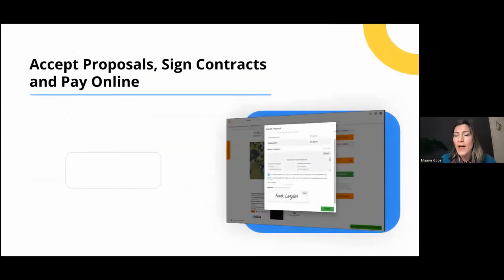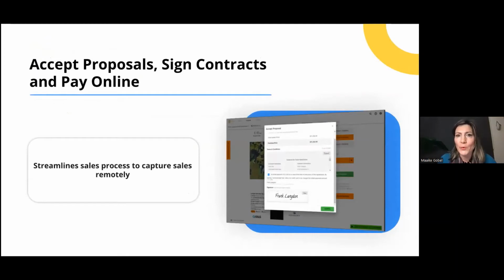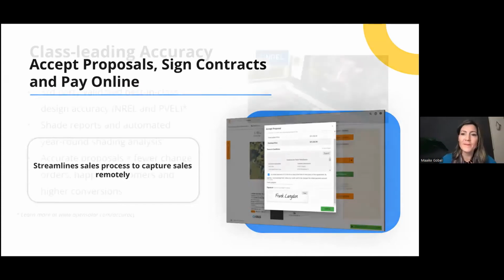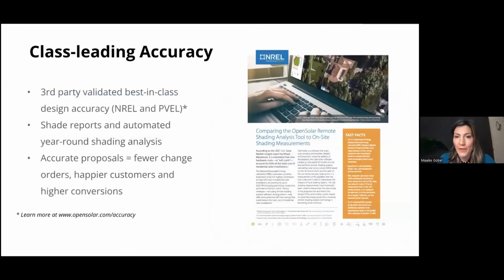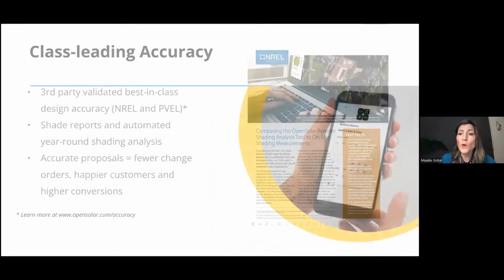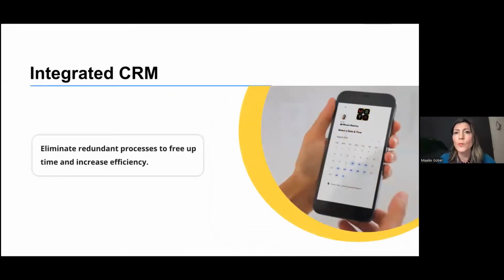You can also have integrated acceptance of the proposal by the customer on Open Solar. So you don't need the paperwork, no more scanning, all done, all there. And we're not only super fast in the process, but also very accurate, as validated by PVAL and by NREL in the US.